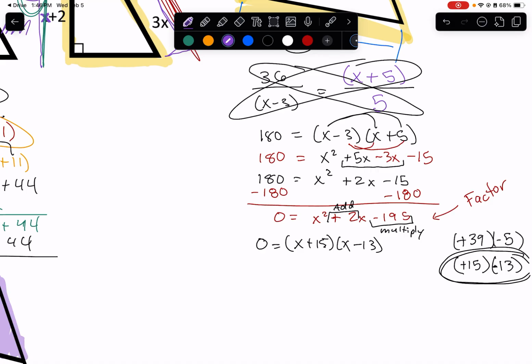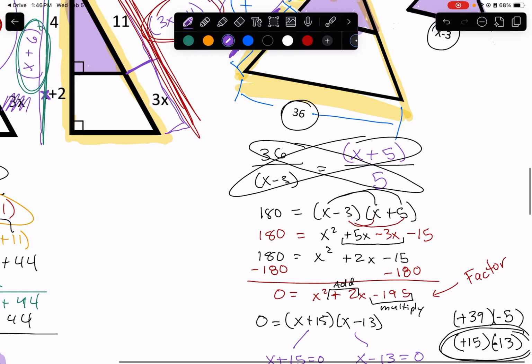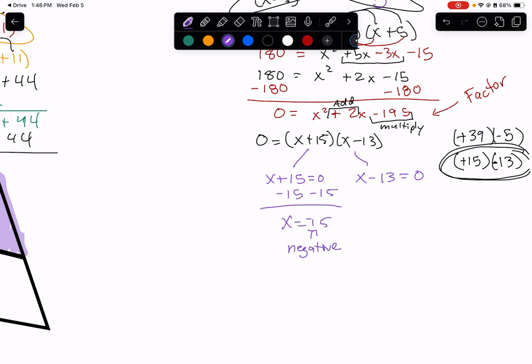To finish solving this, I now need to take each of these factors and set them equal to 0 and see which of them gives me a positive number. Because this distance right here is x, and x has to be a positive value in order to represent distance, how long something is. And so when I solve x plus 15, I get x is negative 15. And since it's negative, that doesn't make sense because distance can't be negative.